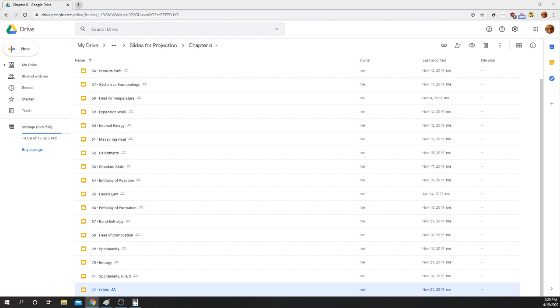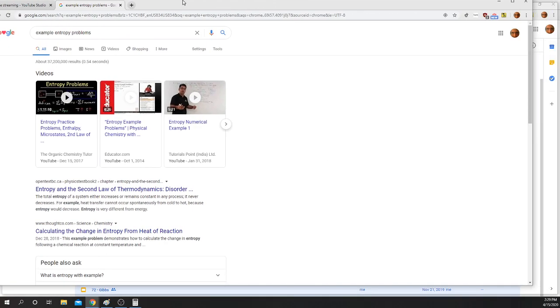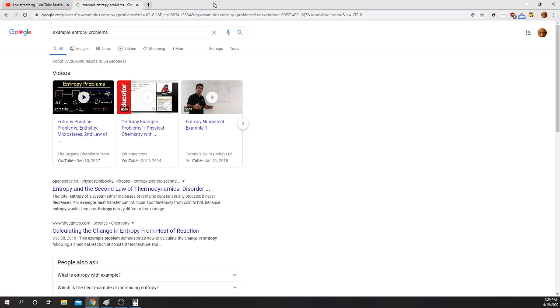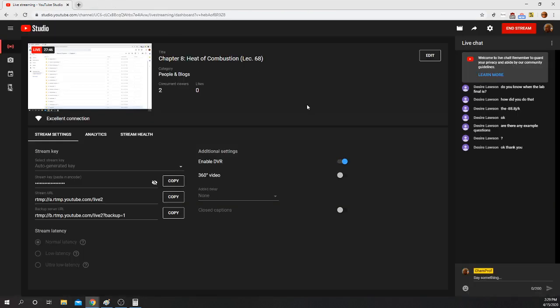You can also, remember, as with anything else, Google is your friend. So, something like this: example entropy problems, or entropy practice, or something like that. Okay, you got plenty of possibilities there. Scientists and science geeks know that these things are difficult. Okay. So tons and tons of stuff there.